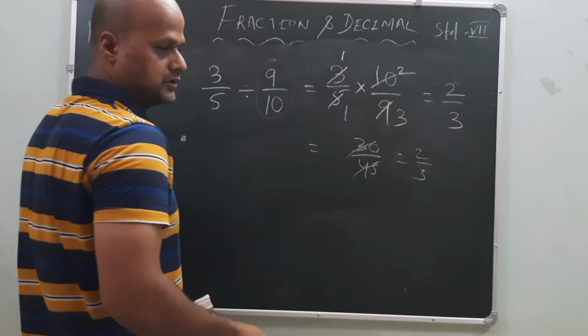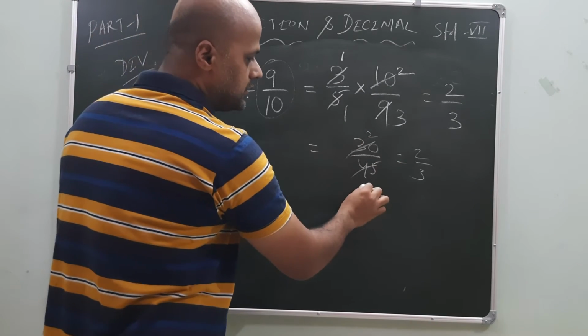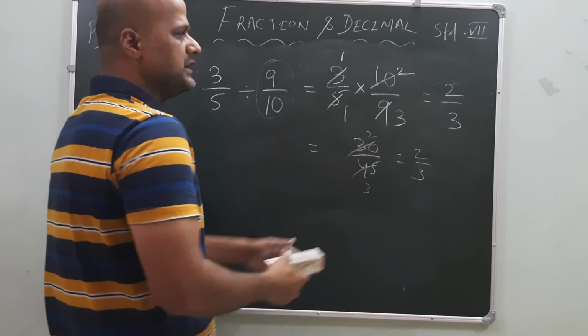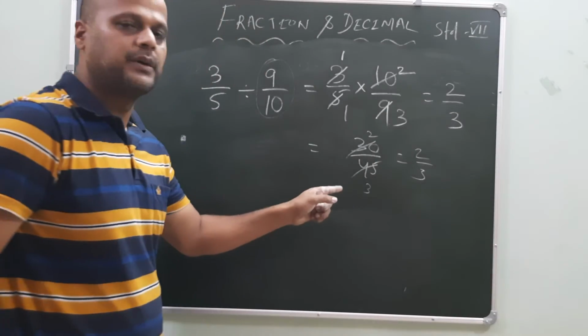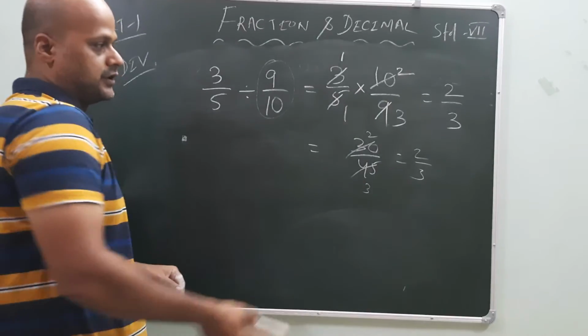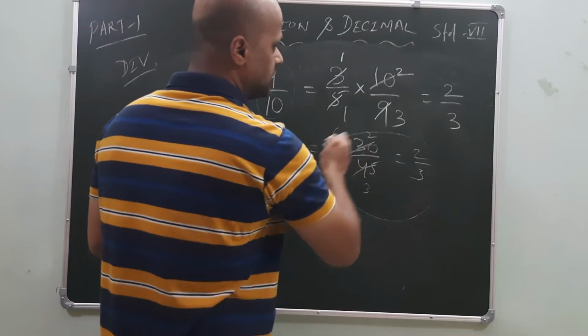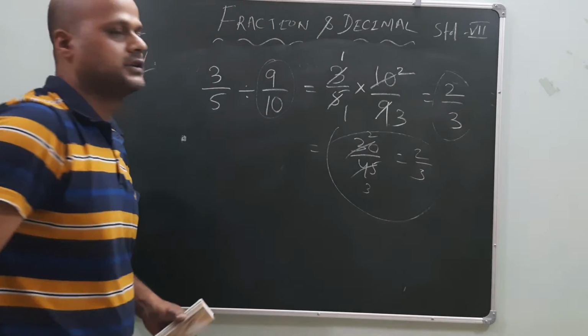You can write it also. 15 2s are 30, 15 3s are 45, like this. This multiplication is the bigger process, so go for the direct one. Understood? This process is also correct. This direct process is also correct.